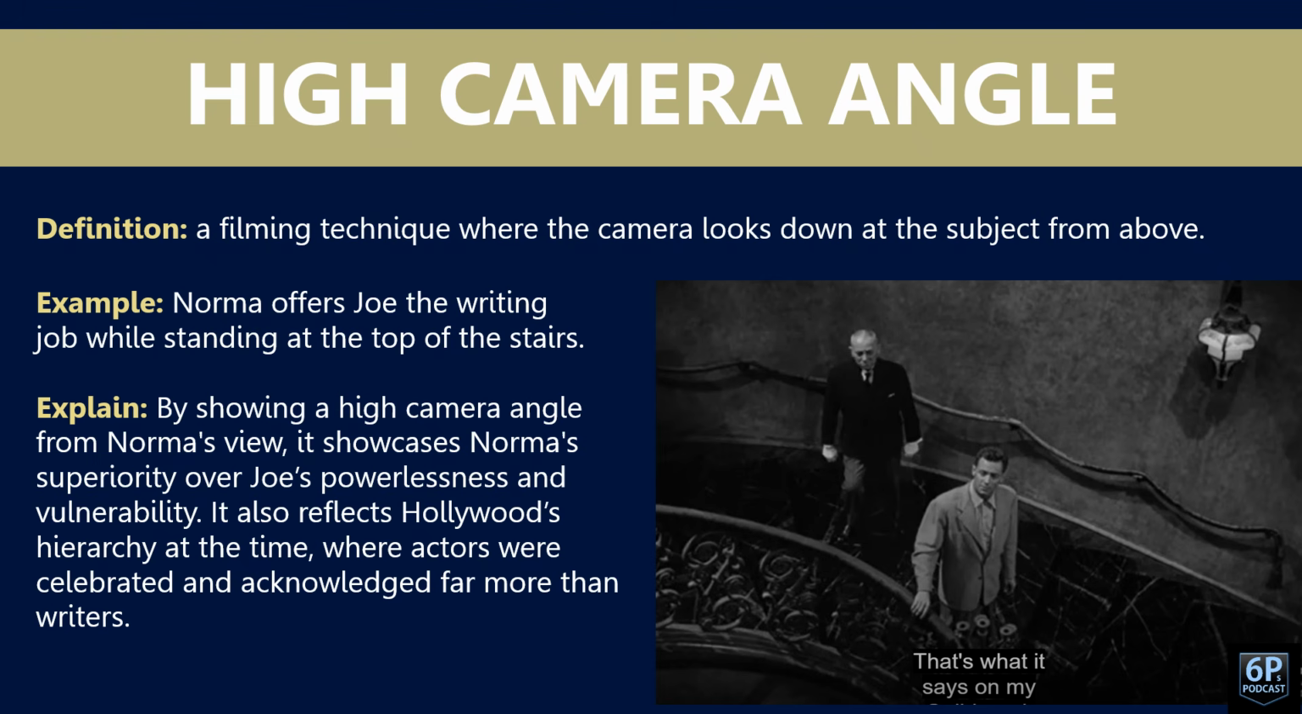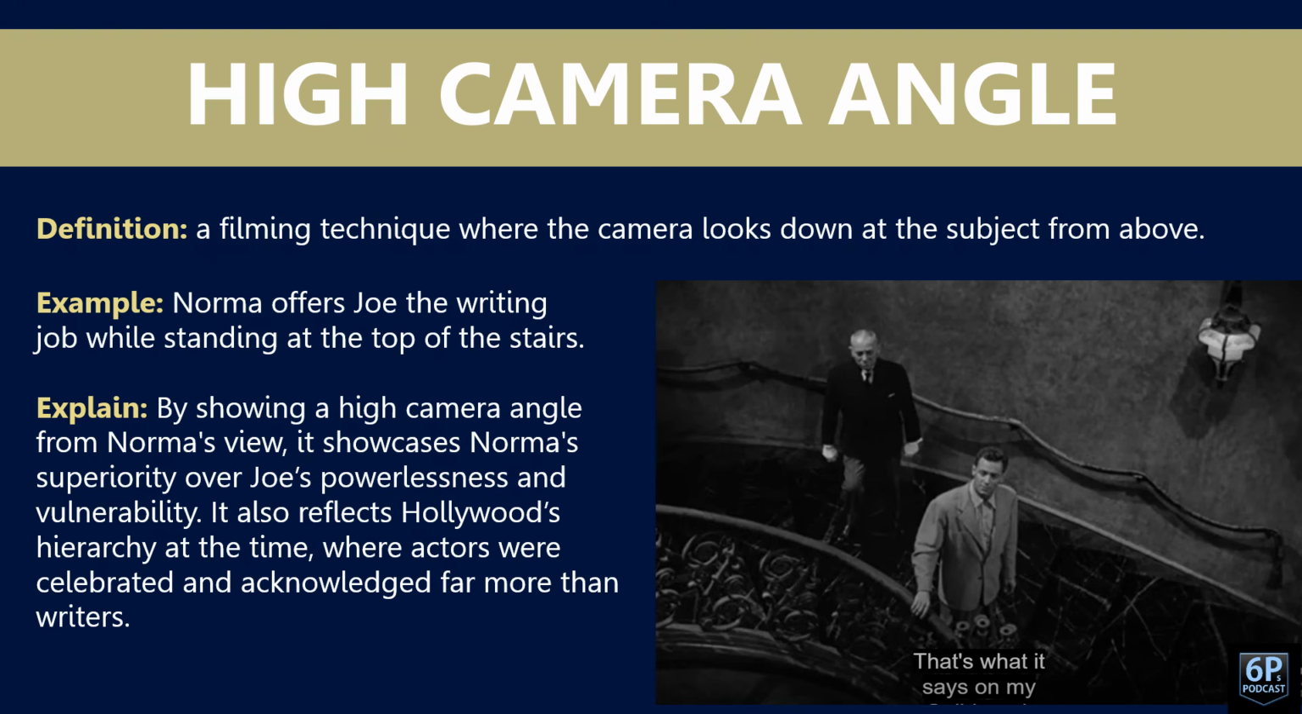And this scene here we've got is Norma when she offers Joe the writing job while standing at the top of the stairs. Now, by showing a high camera angle from Norma's view, it showcases her superiority over Joe's powerlessness and his vulnerability as well. And I guess to an extent, it also reflects Hollywood's hierarchy at the time, where actors and actresses were celebrated and acknowledged far more than writers were. But anytime we see a high camera angle, it's meant to showcase the power and balance, and words like vulnerability and powerlessness work really, really well.